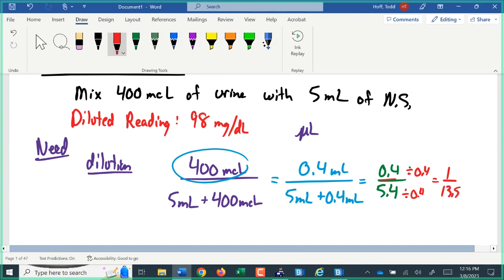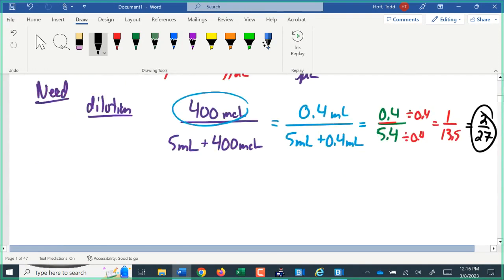Well, that's still not really a true dilution. I'm going to multiply both of those by 2 to get a 2 in 27 dilution. So now I know my dilution is 2 in 27. Now, realistically, I could have used the 0.4 over 5.4. It would work. We just typically like to get our dilutions into whole numbers. So it's a 2 in 27 dilution.